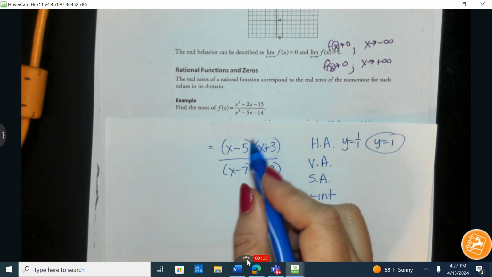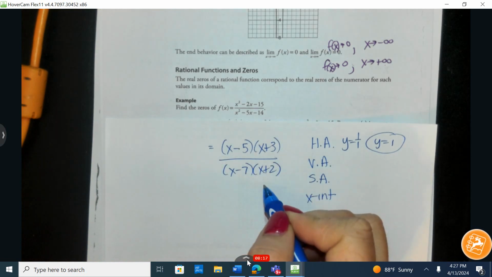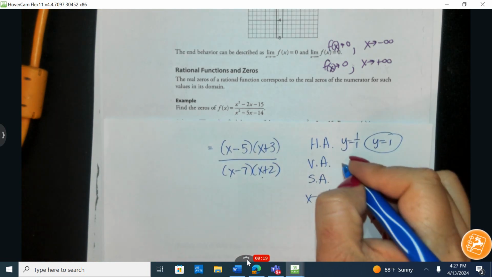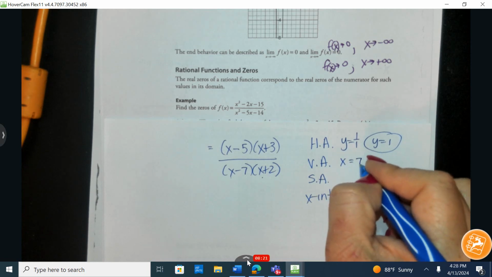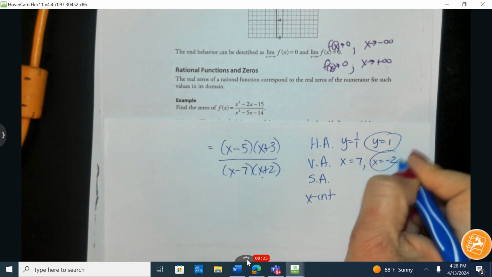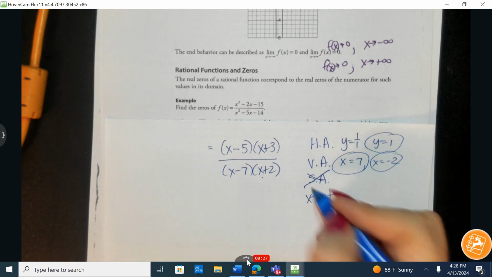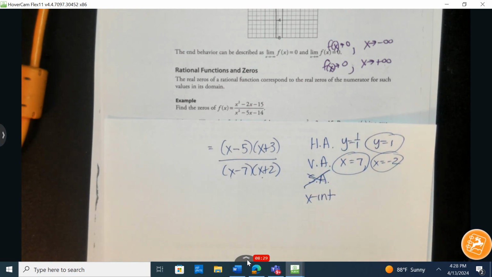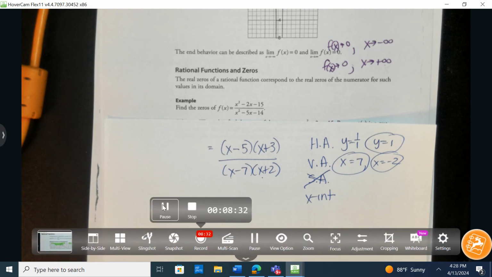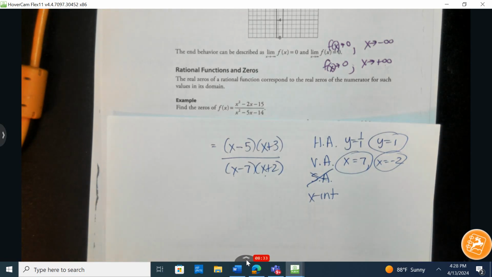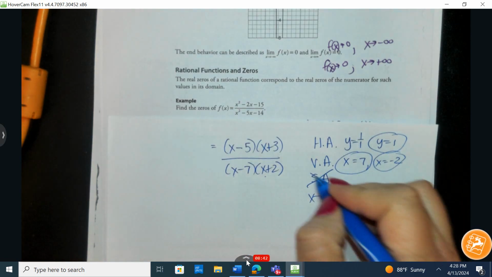The vertical asymptotes, we can't cancel anything out, so we have no holes. And when I set each of these equal to 0, I have equations of x equals 7 and x equals negative 2. They would be the vertical asymptotes. Now, there is no slant asymptote. Remember, slant asymptotes only occur when the degree of the numerator is greater than the degree of the denominator. We don't have that, so I can cross that out.